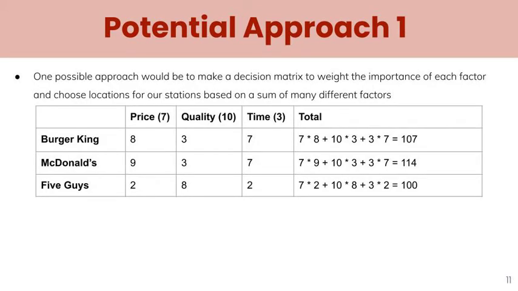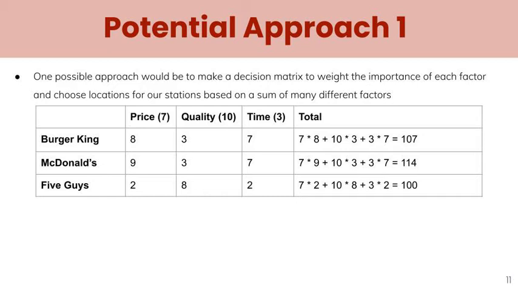So now that we've looked at some potential factors, let's look at ways that we can actually use math to put these factors together and answer today's math modeling problem. So, one approach is to use a decision matrix. A decision matrix is something you might have seen before, but if not, that's completely fine. Here, let's look at a problem where we're trying to see what fast food restaurant is the best out of Five Guys, McDonald's, and Burger King. And our three criteria are price, quality, and time.